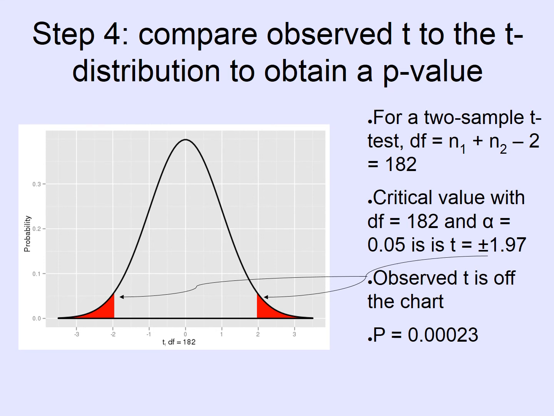We find the critical value on our t-table at degrees of freedom of 182 and where we set our alpha at 0.05, and we find that it is plus or minus 1.97. So our t that we got in this experiment is way higher than that, and we have a low p-value below 0.05. So high t, low p, we're going to be rejecting our null.